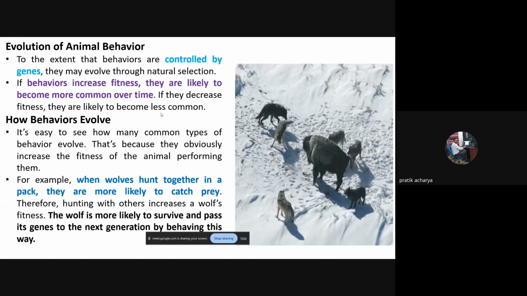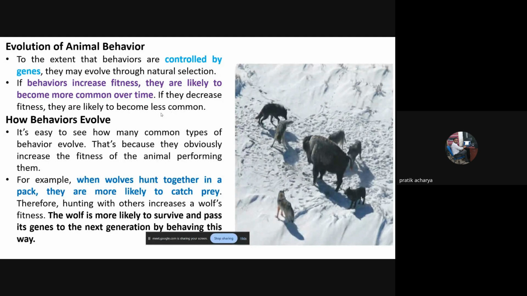So here it is easy to see how many common types of behavior evolve. That's because they obviously increase the fitness of the animal performing them. So when an animal changes its behavior, it increases its fitness, protects itself from the predator, and tries to develop adaptation in different circumstances. And in the end, the aim of the behavioral pattern change is to increase fitness success.